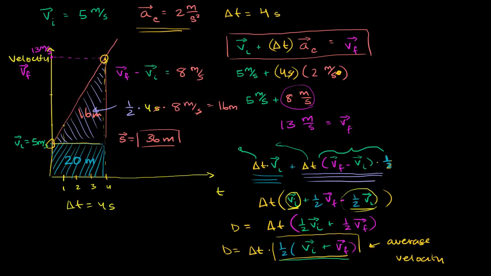So in this situation, our final velocity is 13 meters per second. Our initial velocity was 5 meters per second. So you have 13 plus 5 is equal to 18. You divide that by 2. Your average velocity is 9 meters per second, if you take the average of 13 and 5. And then 9 meters per second times 4 seconds gives you 36 meters.